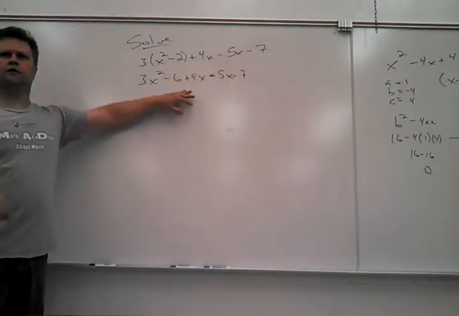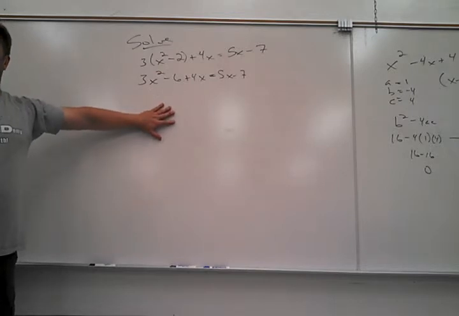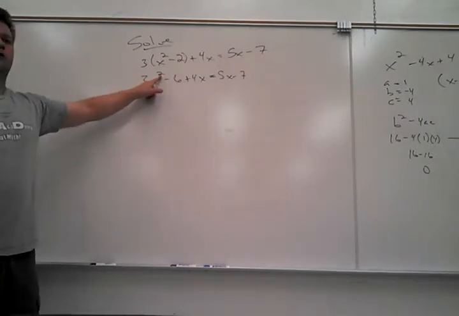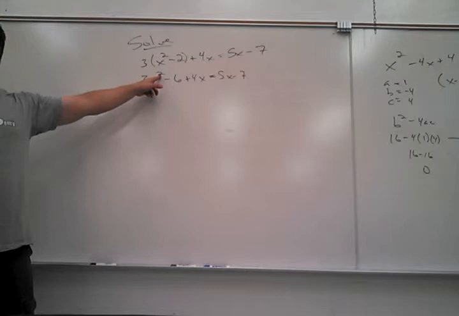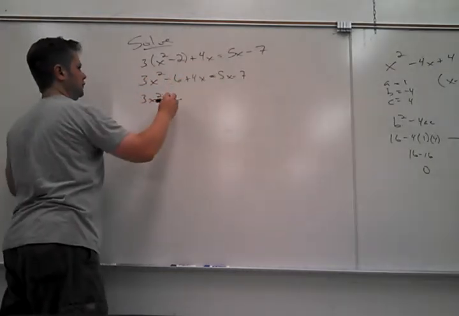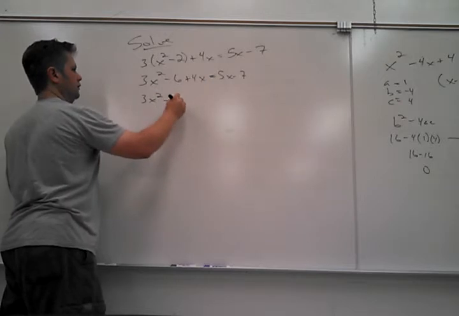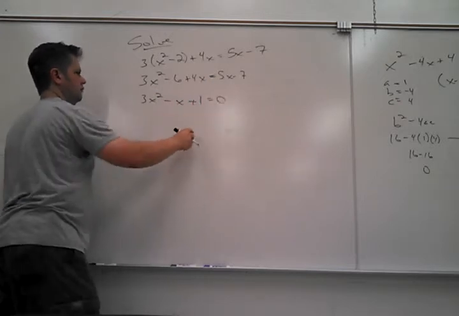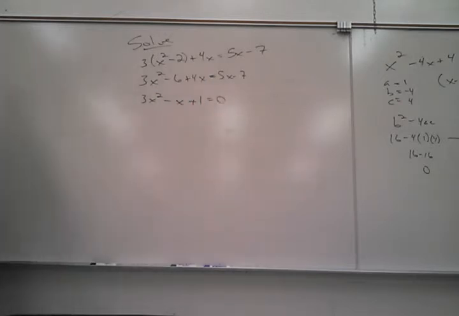What do you do after this step here? Just to make sure everybody's on the right track. Equals 0. Get it equal to 0 because you got a power other than 1 on one of your x's, right? So add the 7 over, subtract the 5x over, and now I can either factor it or quadratic formula it.